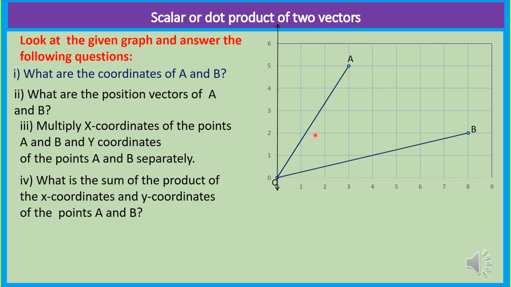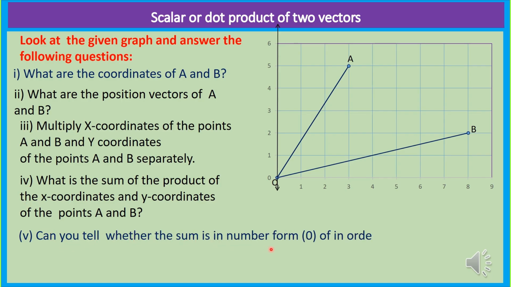Okay, when you find the sum, please look at there. Is the sum in 0 form or 0 form? It means whether the sum is in number form or ordered pair form.